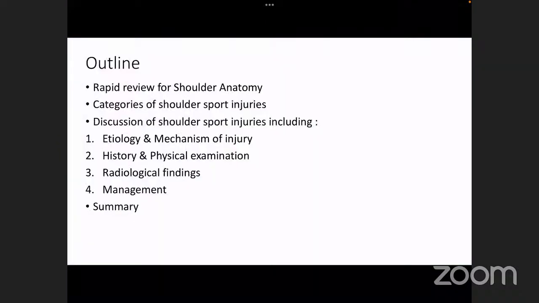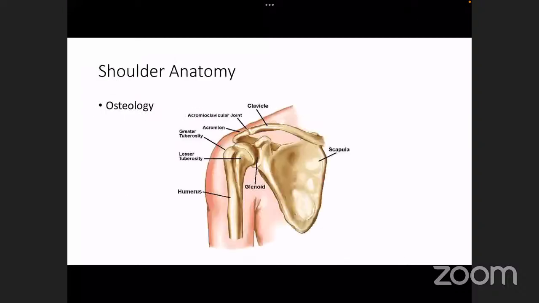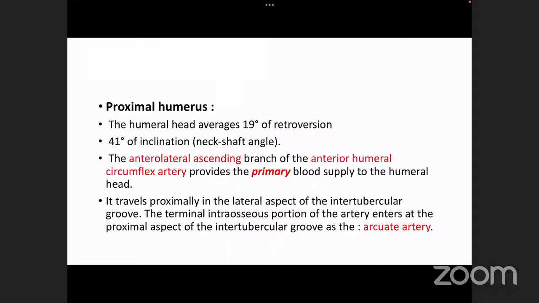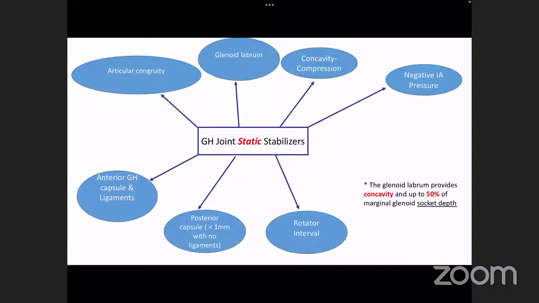Our talk will be a rapid review of shoulder anatomy, especially addressed to the junior residents, categorizing the shoulder sport injury and discussing etiology, mechanism of injury, history, physical examination, radiological findings, and management. Regarding the shoulder anatomy, you know about the glenohumeral joint anatomy, so we will skip this part. A very important and testable topic, especially for junior residents.